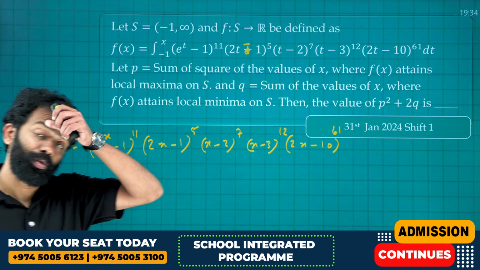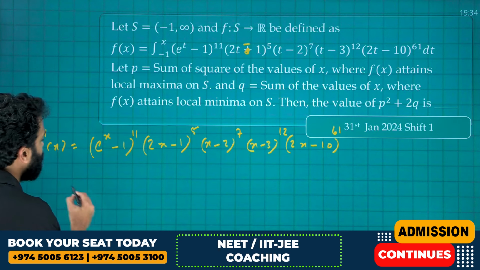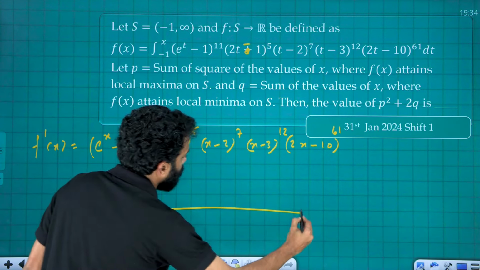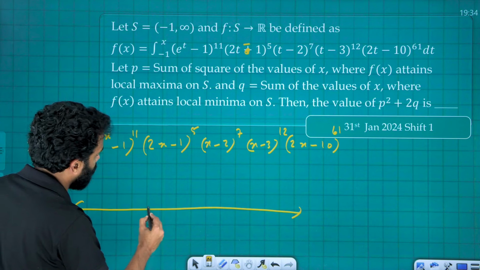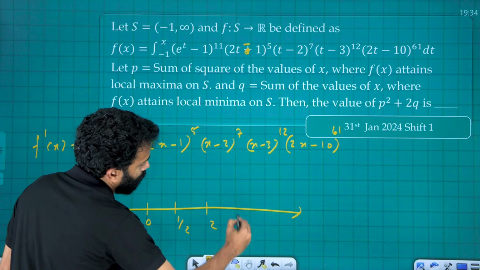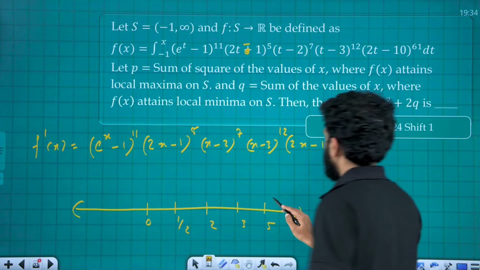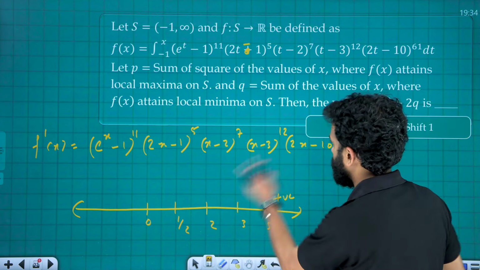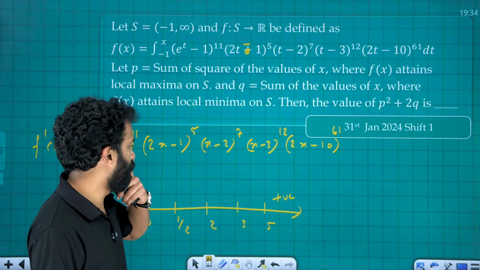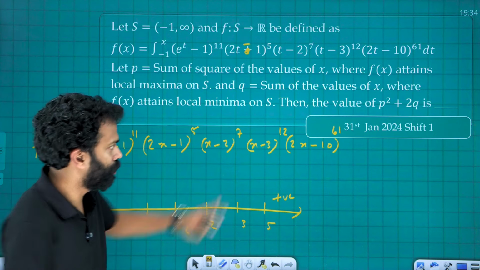Okay, so how are you going to apply the first derivative test here? Let's find the critical points first. They are 0, 1 by 2, 2, 3 and 5. So, if it is greater than 5, it will be positive. If you substitute a value greater than 5, f'(x) will be positive. And what if a value between 3 and 5? If you substitute 3.5, it will be positive, positive, positive.